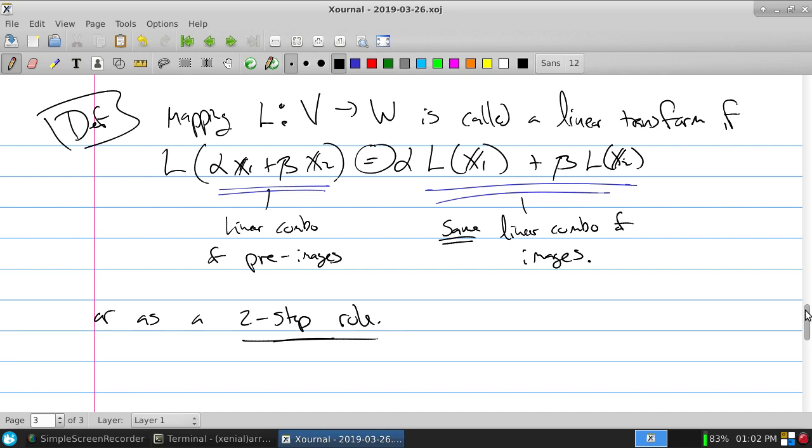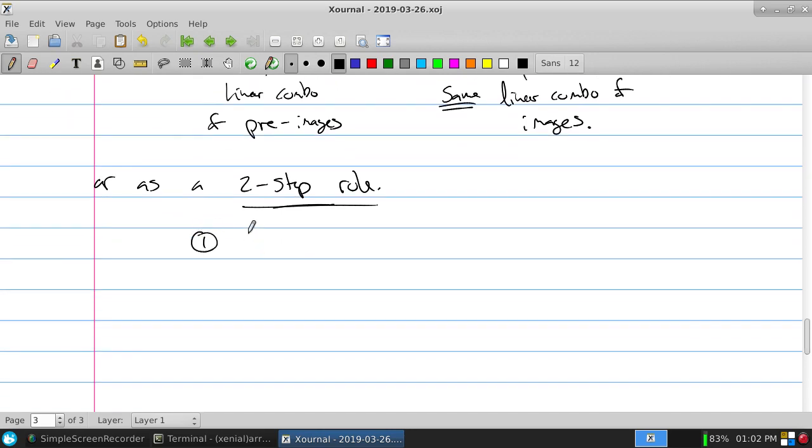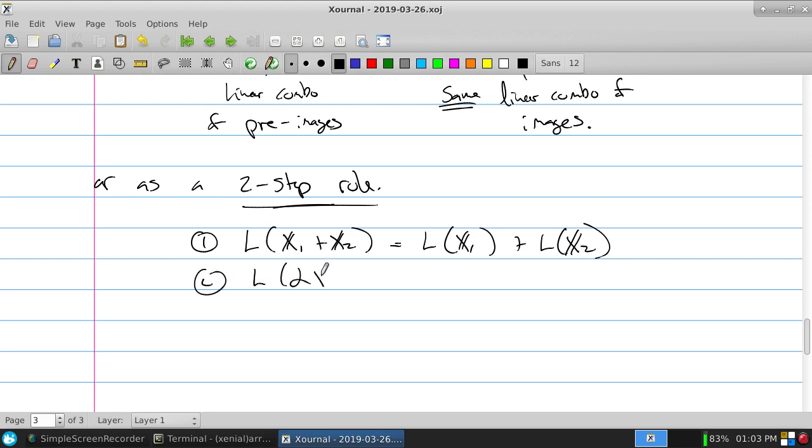If you don't like that, you could turn this into a 2-step rule. And the first step would be show that addition works all by itself, and then show that scalar multiplication works. And if both of these work, they actually would work in conjunction. What's nice about the 2-step is instead of having 4 unknowns at the same time, I'm only dealing with 2. It's like, well, what's x1, x2? It's anything. Well, how do I represent anything?